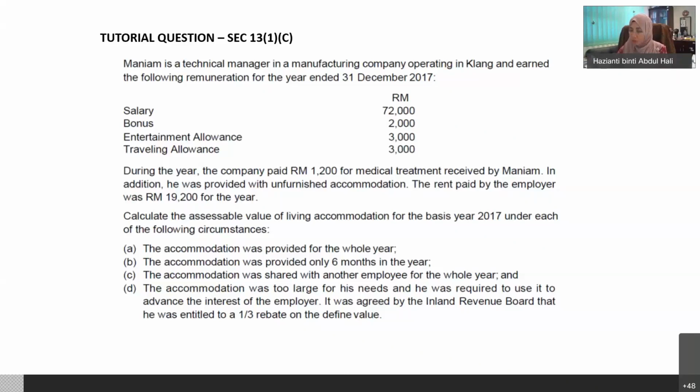Alright, so here we have salary. Ini dah setahun, so you don't have to multiply by 12 dah. Alright, so salary 72,000, bonus 12,000, entertainment allowance 3,000, travelling allowance 3,000. So dalam ni dia tak ada mention anything about travelling expenses or entertainment expenses. So kita tak perlu buat apa-apa, just ambil je the figure here. Alright. So that will give you 90,000 kalau ditambah semua ni.